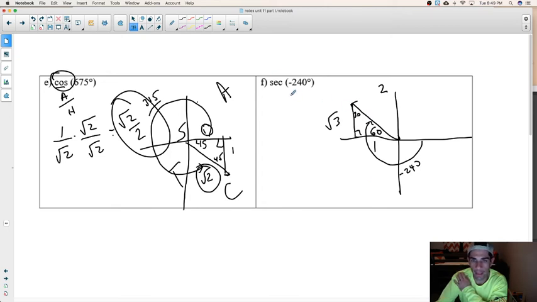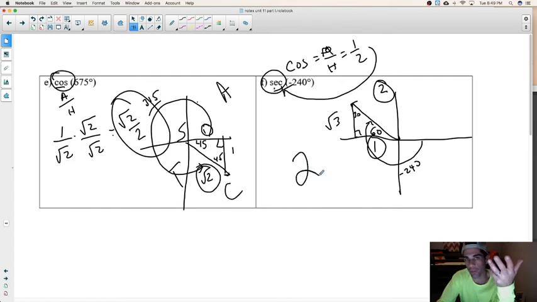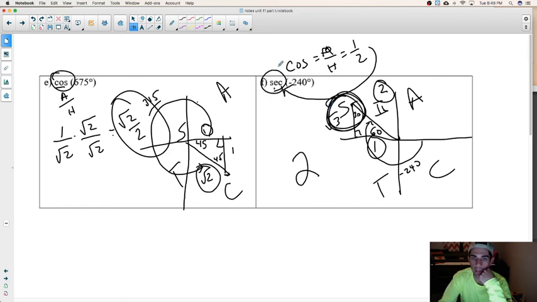Now, what do they want? They wanted secant. Secant comes from cosine. Cosine is opposite over hypotenuse. No, it's not. It's adjacent over hypotenuse. So the adjacent side is 1, and the hypotenuse is 2, so that's 1 over 2. But since they wanted its inverse, you're going to flip it, so instead of 1 over 2, it's 2 over 1. Is that 2 over 1 going to be positive or negative? We are in the second quadrant. Second belongs to sine. We are cosine, so that's going to be a negative value.